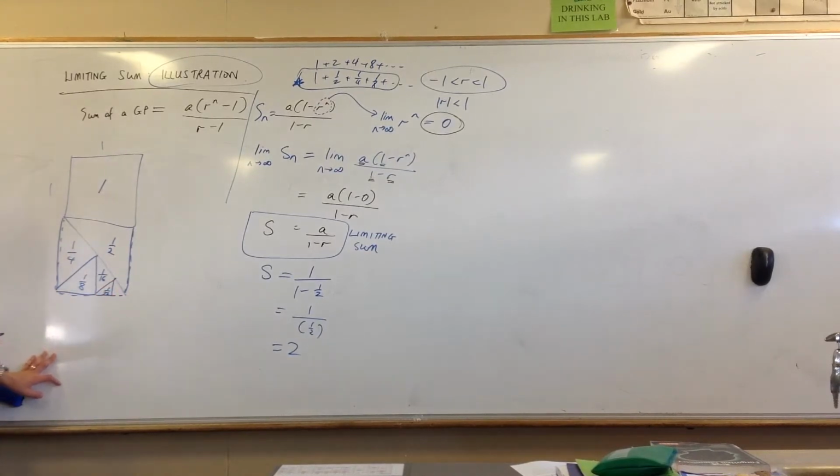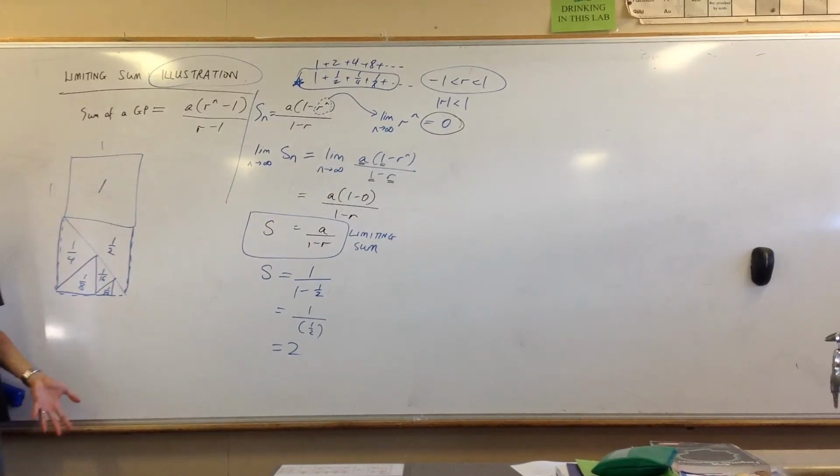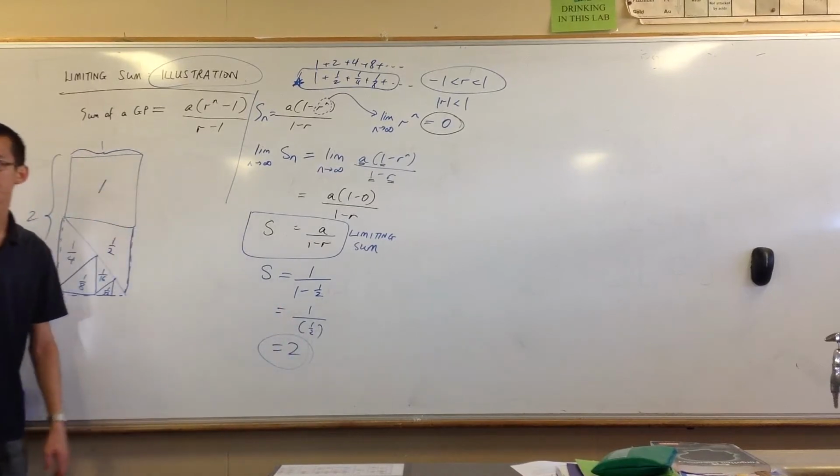You can see, as n approaches infinity, I'm approaching something. What am I approaching? A rectangle, which is 1 unit by 2 units. Hence my answer.